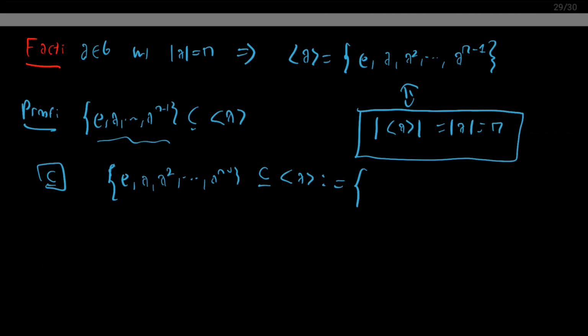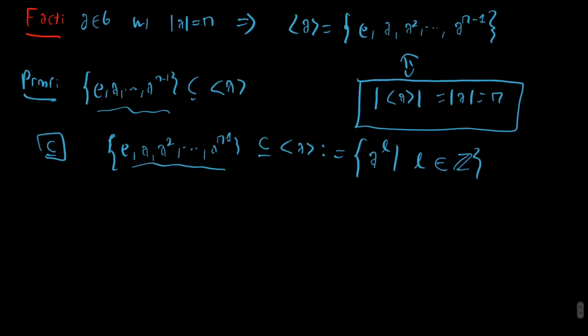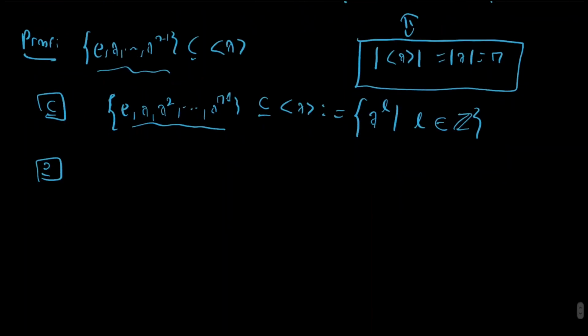And this follows immediately from the definition of the cyclic subgroup generated by A. In fact, it is defined as basically the powers of A inside the group with respect to the multiplication of the group. And being, of course, powers of A, it is trivially true that this is a subset of this other set. So we have proven one direction. For the other one, we will have to do some more work, but it's still pretty simple.